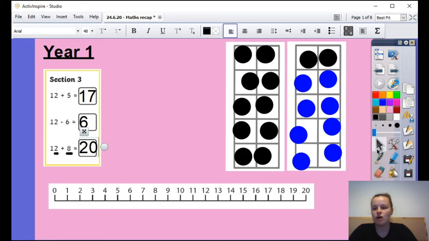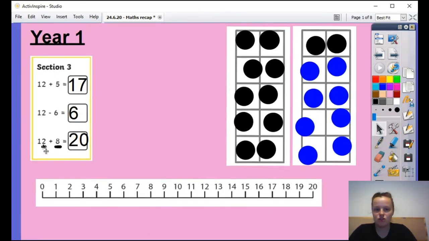Okay. So some of you might have noticed that 2 add 8 is our number bonds to 10. Now, we should know our number bonds really quickly. So I know that if I've got 2, I need to add 8 to make 10. So some of you might have spotted that 2 add 8 makes 10, and then you've got another 10 to add there. I wonder how many of you noticed that.